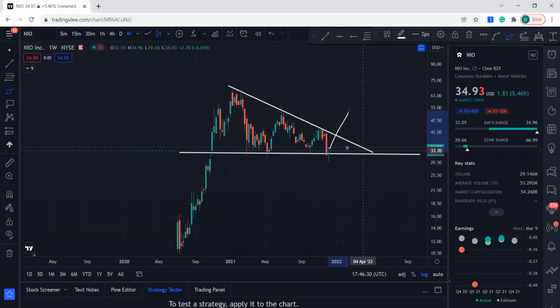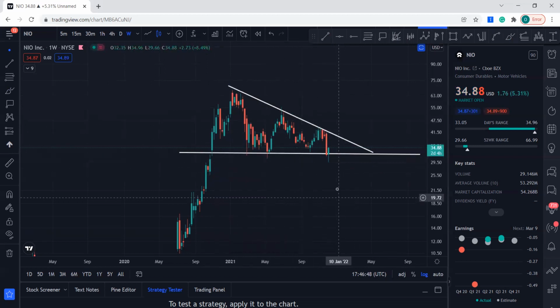When NIO is coming really close to that apex, and usually when it's like 70 to 80% there, it starts with that movement. Either it breaks to the upside or downside. And this is a descending triangle. Overall, descending triangles are bearish patterns.